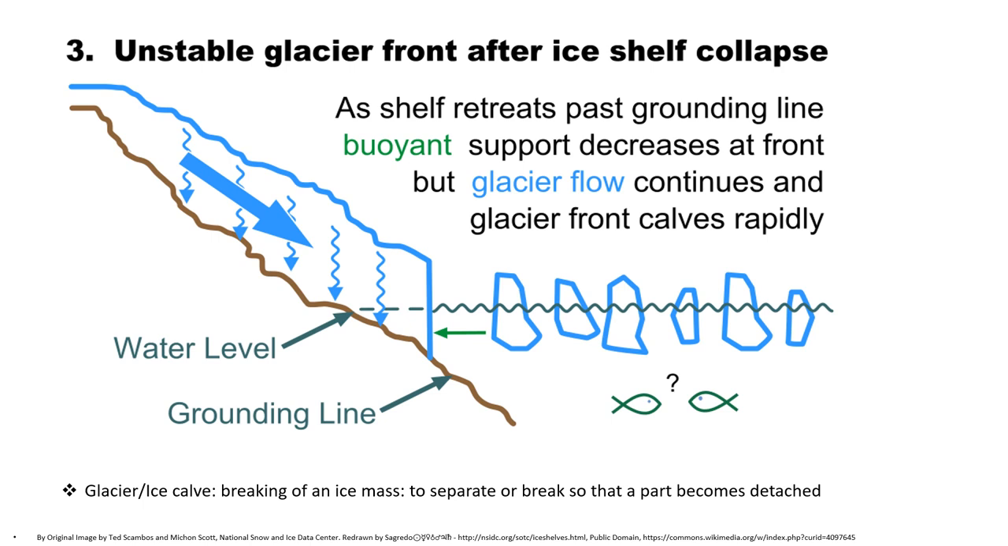When the shelf wrecks, the shelf now becomes unstable and tends to collapse under its own weight. As the shelf retreats past the grounding line, the buoyant support decreases at the front, and continuously moving glaciers no longer find strong anchorage or braking forces to stop. This, in turn, cannot repair the ice shelf, and the glaciers at the front carve rapidly into ice blocks, which soon become detached from the shelf to float away. Calving is the specific term for the breaking of an ice mass so that a part becomes detached.